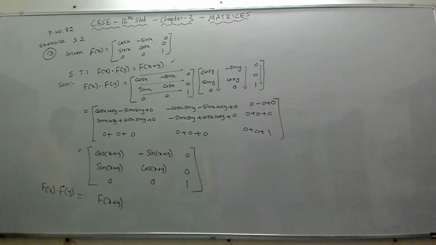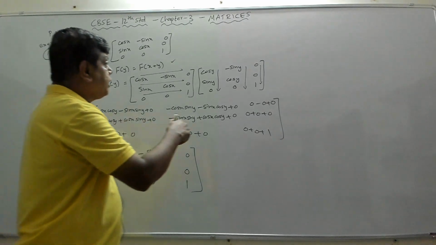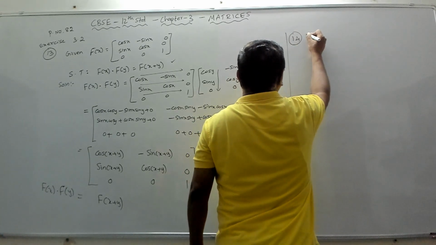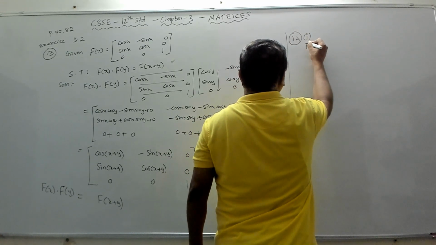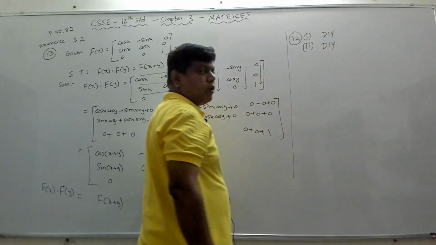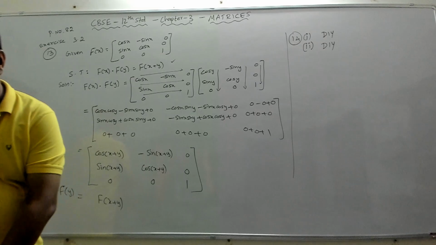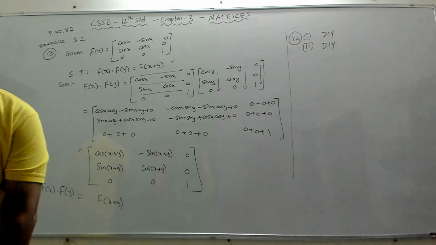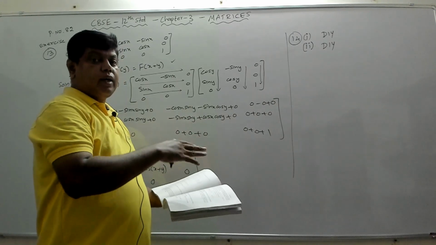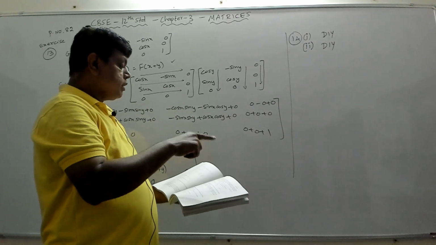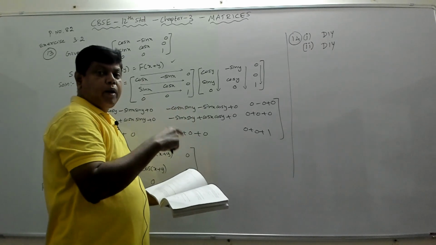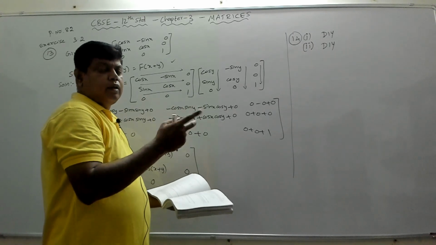I will erase and probably here I will write the 14th problem in your book, the first subdivision and the second subdivision. You can do it by yourself, DIY, because it's just a multiplication. There are two matrices given. If you take one matrix as A and another matrix as B, you have to prove that A into B is not equal to B into A. So you have to multiply the matrices on the left side and multiply the two matrices on the right side and show that they are not equal.